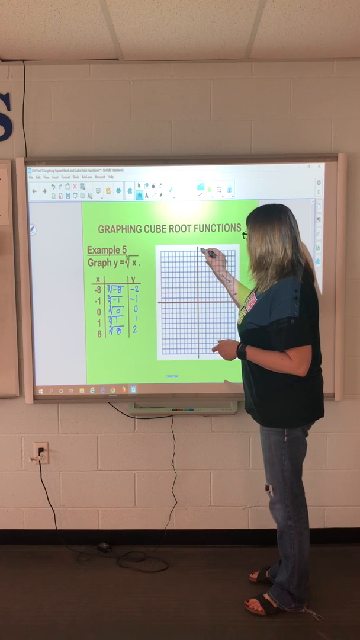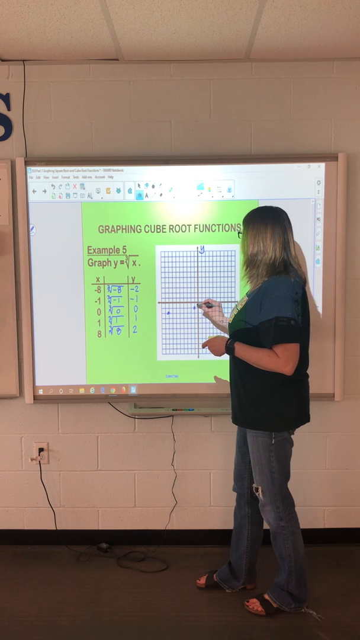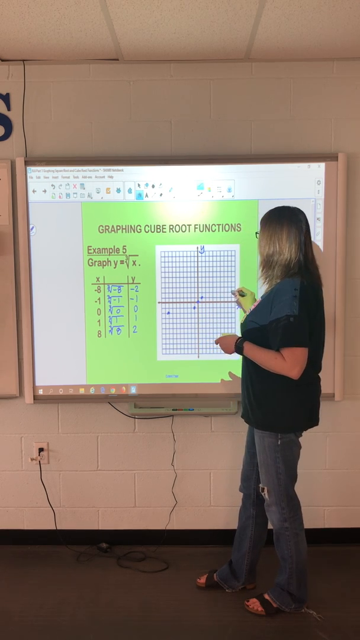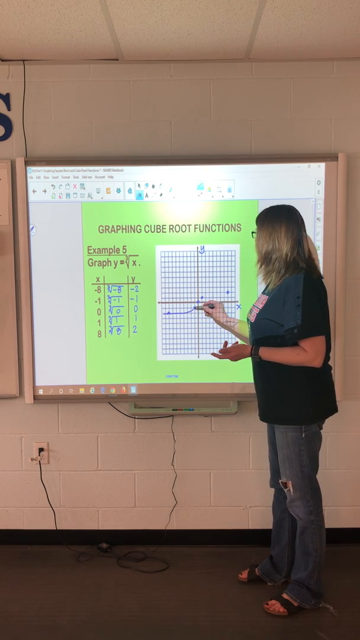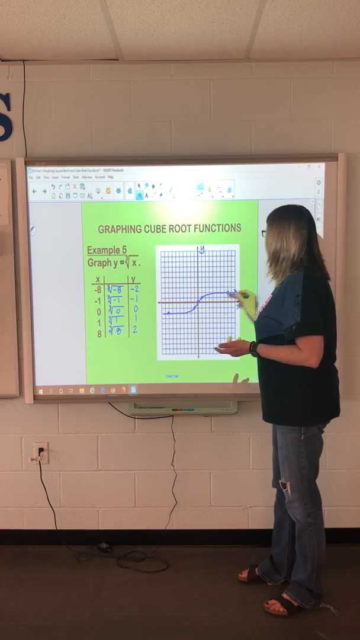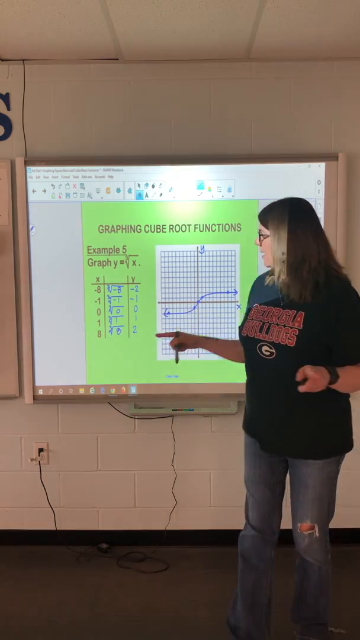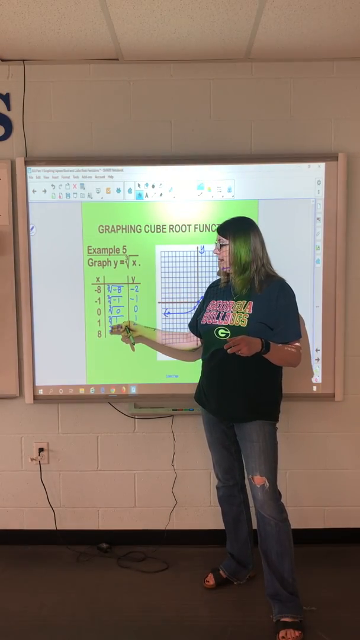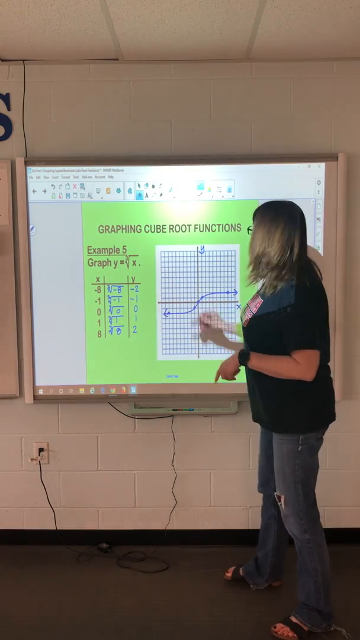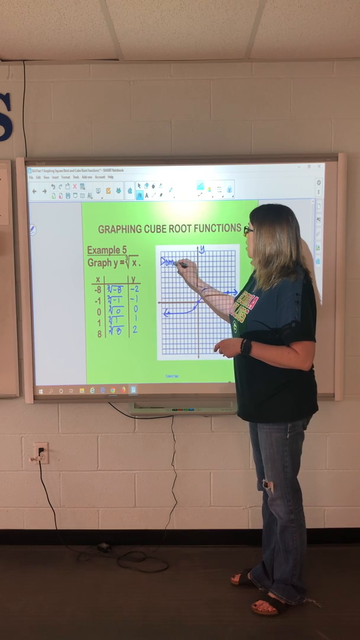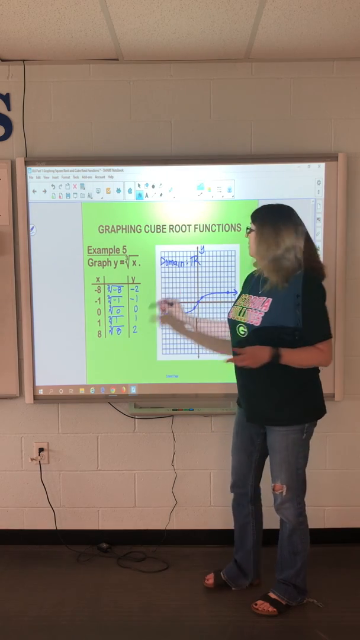So let's graph it and see what it's going to look like. We have (-8, -2), (-1, -1), (0, 0), (1, 1), (8, 2). Here's what we get. I kind of like to call it the horizontal snake. Now you may notice that I put arrows going in both directions, and there's a reason for that. Because I'm allowed to plug in negatives, because I'm allowed to plug in positives, it's going to go in both directions forever. So right away, domain, all real numbers. Because I have no restrictions. I can plug in whatever I want.